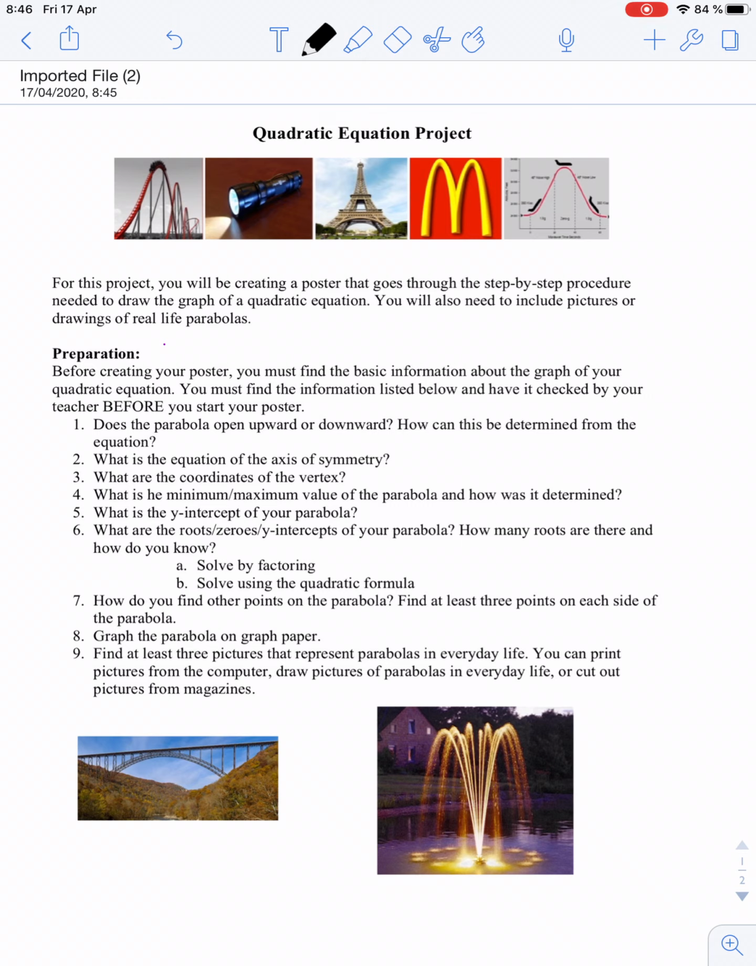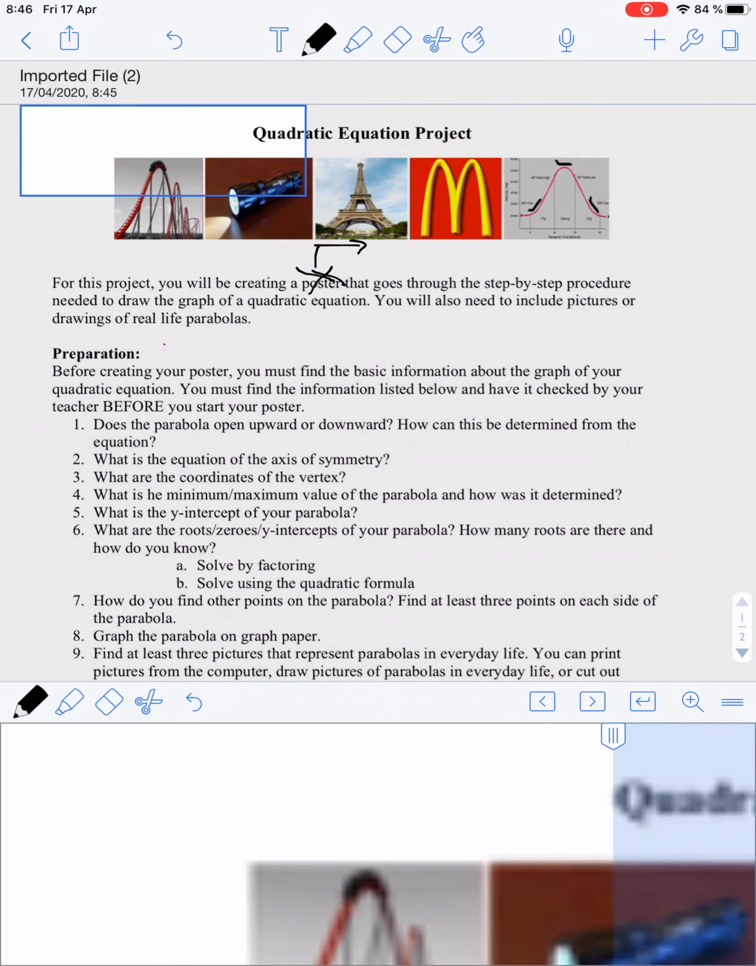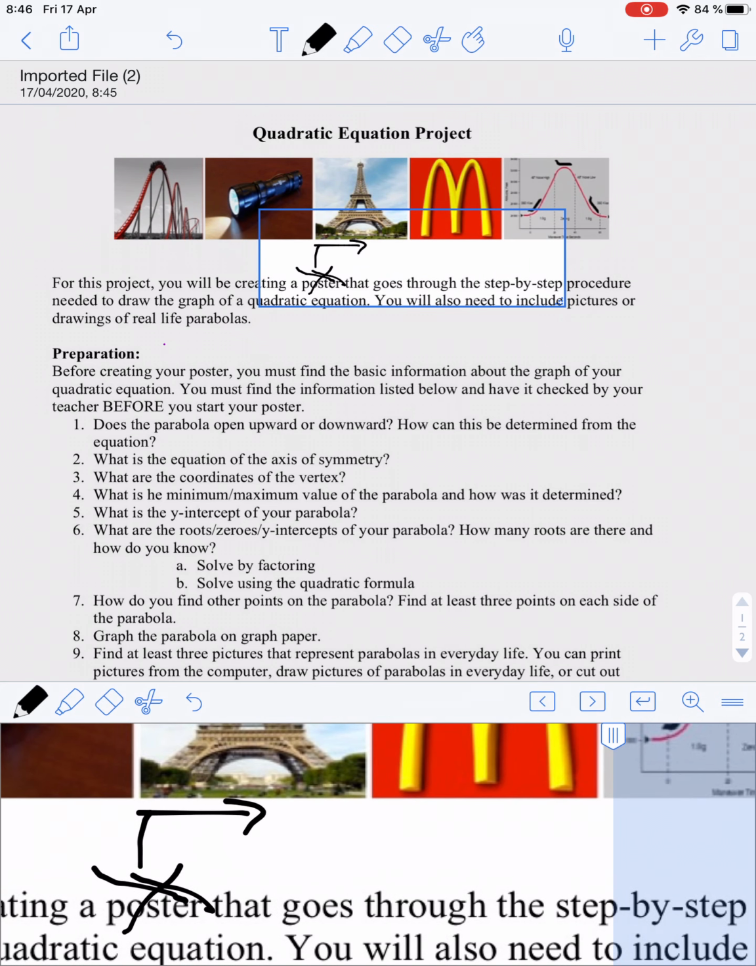Okay. For this project, you will be creating a poster. In terms of a poster, and taking in mind the current conditions, you will have to be creative creating either a presentation. We're going to create a presentation, and here I'm going to write presentation.